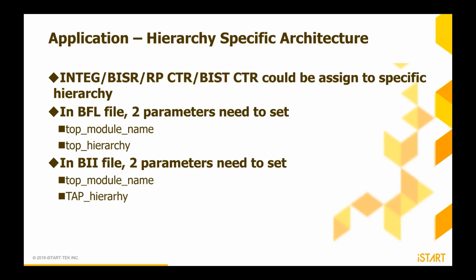So to implement our hierarchy-specific architecture, only 4 parameters need to be assigned. In BFL5, there are 2 parameters that need to be set. They are type module name and type hierarchy. In BI, also 2 parameters need to be set. They are type module name and type hierarchy.